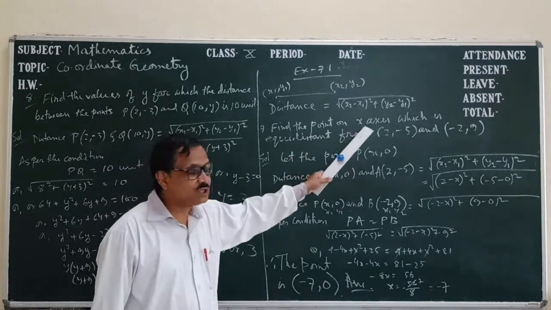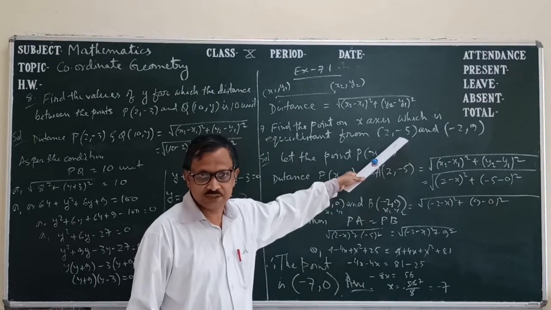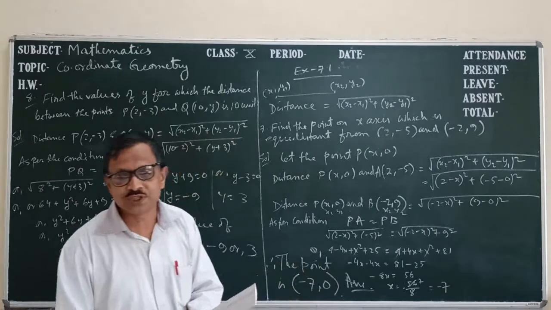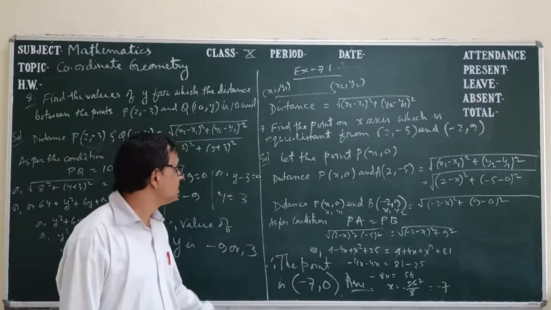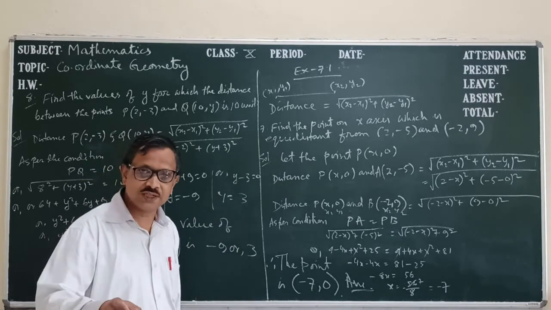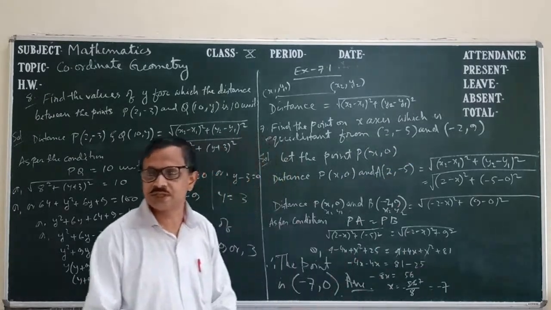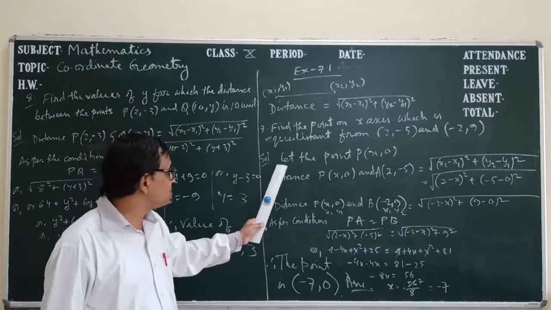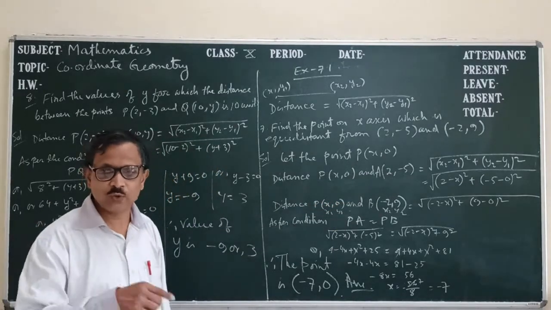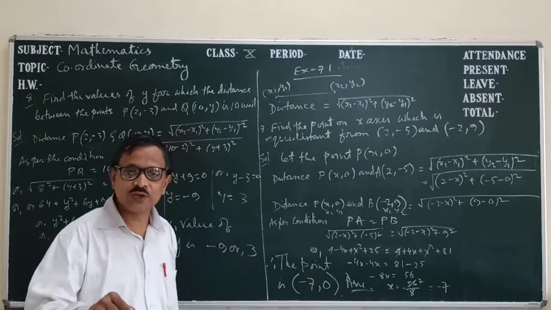So the distance from the point lying on the x-axis to this point and its distance to that point, these two distances are equal. That means equidistant. Equidistant means equal distance. So now consider that the point is x, 0. Why is it x, 0? Because, as we discussed earlier, the x value is there and the y value should be 0 because that point is lying on the x-axis.